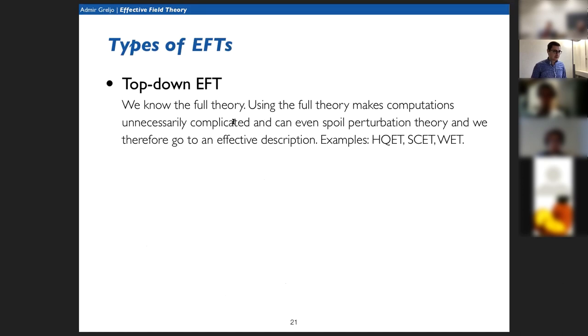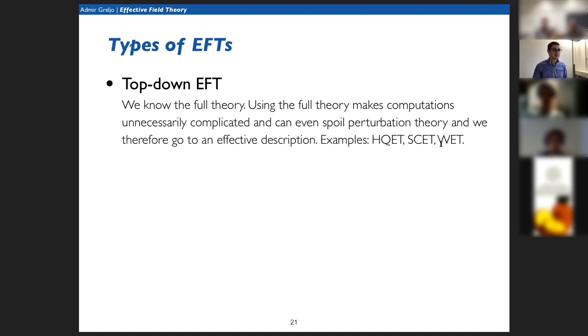All right, so there are two types of effective theories. One which go top down. In top down effective theories, we know the more complete theory, the UV theory. However, we are focusing on the phenomena at low energies, and calculating in the complete theory is an overkill, and sometimes you even have problems with perturbation theory. So you cannot have reliable calculations. So you simplify your life, you construct an effective theory.